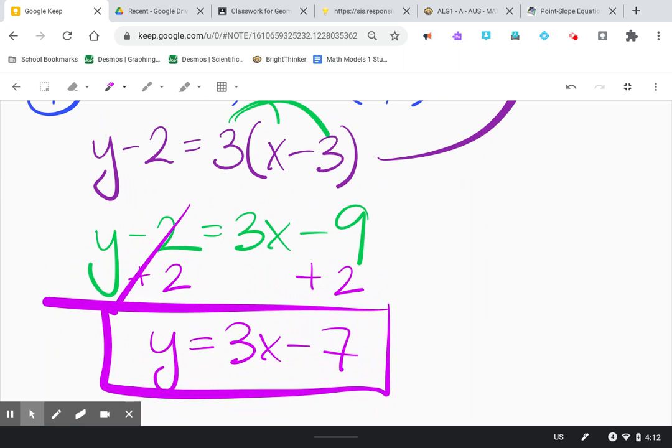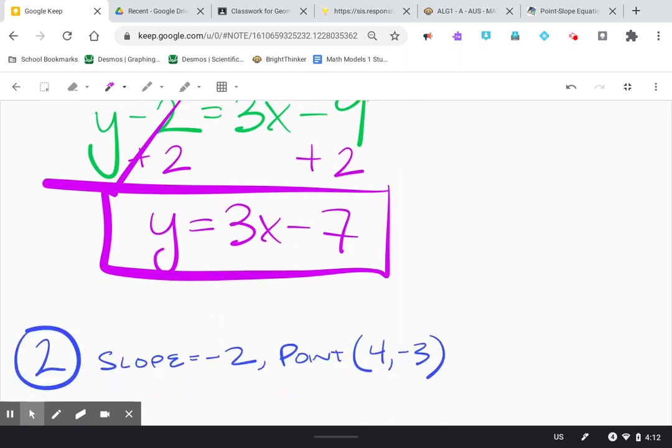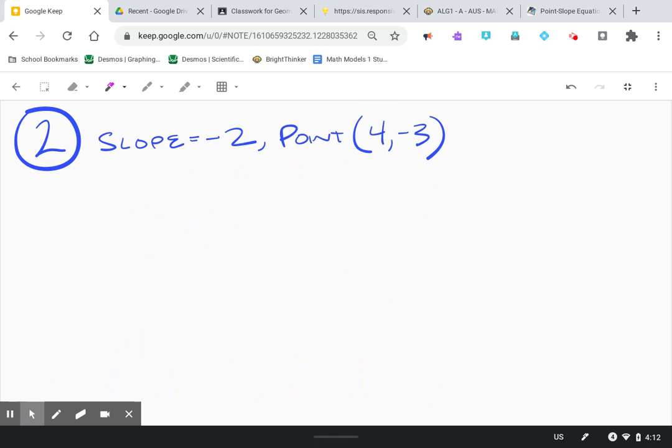And that's pretty much it. That's how you use the point slope form to get your slope intercept form of the line. So let's do another example. So remember, our point slope form is the following.